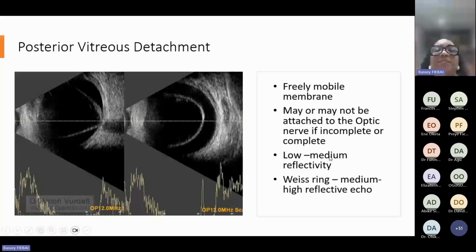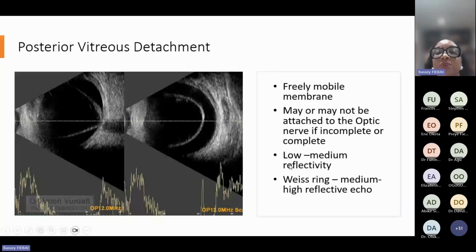Posterior vitreous detachment is another very common condition that we see. It could either be still attached to the optic nerve or completely detached from the optic nerve. But the membrane is usually freely mobile and you have an after-movement on kinetic examination. So the reflectivity is what helps you differentiate it from a retinal detachment, because the reflectivity for posterior vitreous detachment is usually low. It's not very high, it's low to medium reflectivity.